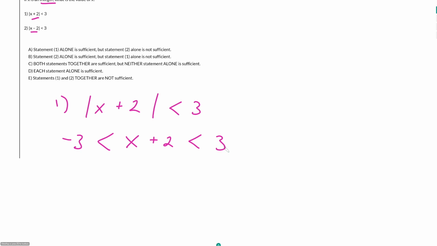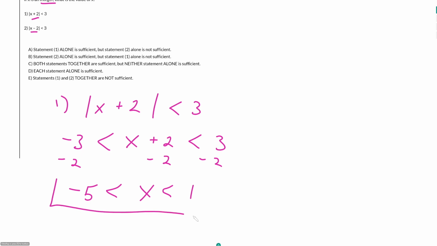With compound inequalities, if you add or subtract from one term, you have to do the same thing to all the terms. So we have to subtract 2 from all of our sides. And that just leaves us with x is less than 1 and greater than -5. This still gives us multiple options for x.